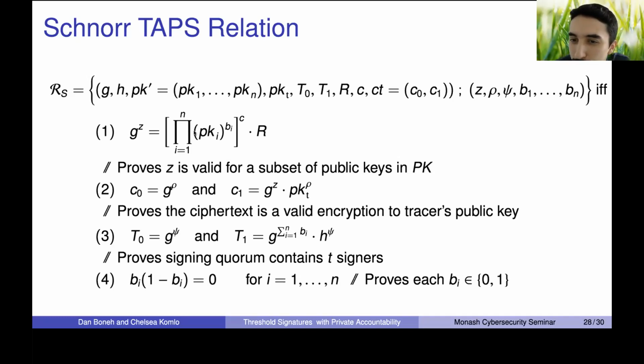Nick has another question. Is the tracer secret key completely different to the other secret keys in the group? Or can the tracer also sign towards the threshold? So we assume that the tracer is a separate entity, again, just for generality. You could have the tracer also be a signer. There's no reason why it couldn't be. But we just model the combiner and the tracer as external for generality. But you could have an entity which is the signer and also holds the tracing secret key.